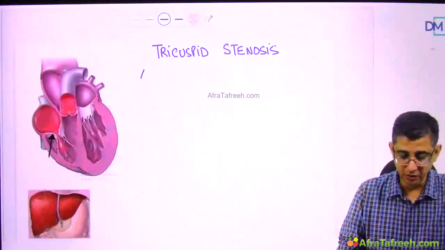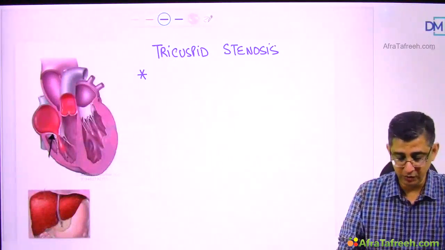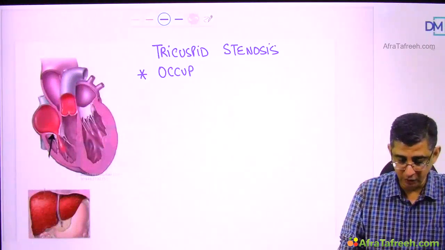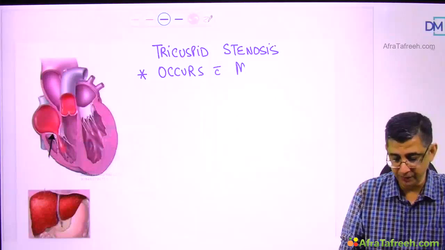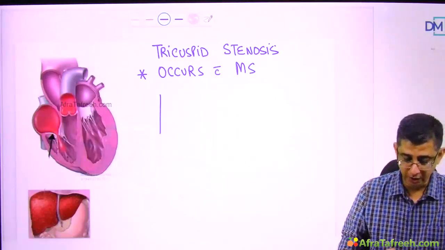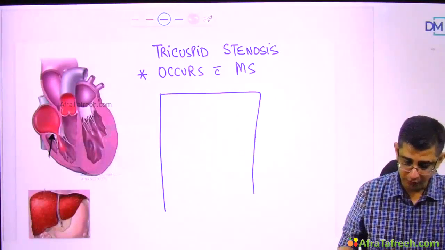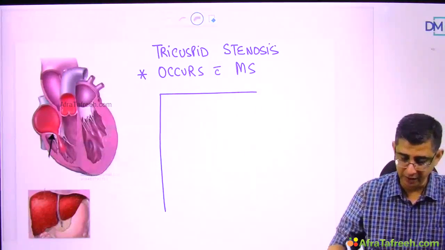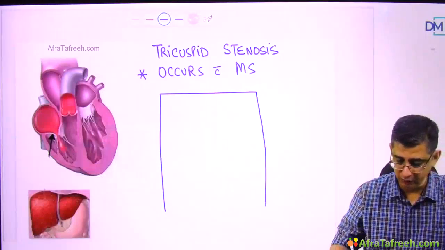Tricuspid stenosis does not occur alone. In fact, most cases of tricuspid stenosis will occur coexistent with mitral stenosis. I'm going to draw a shunt diagram here before you, where I'm going to show both simultaneous presence of MS and TS, and then see how the disease will evolve.